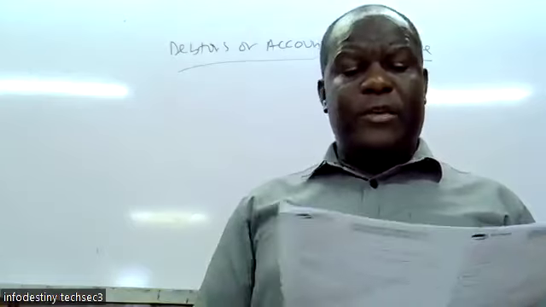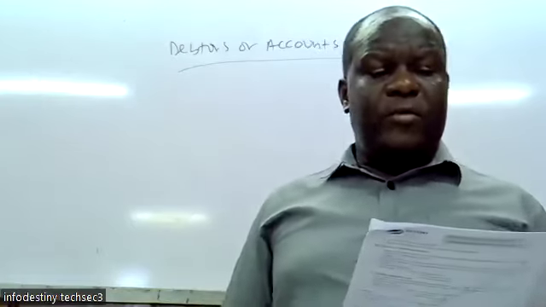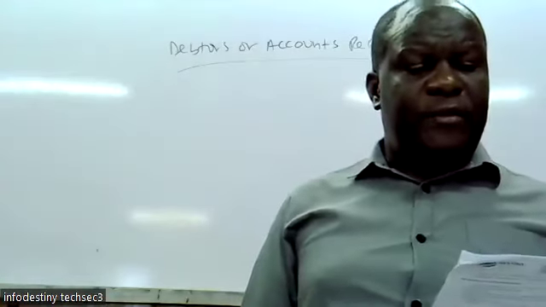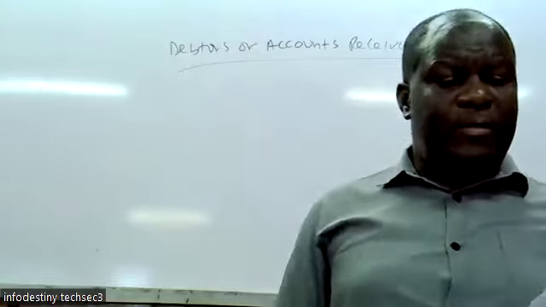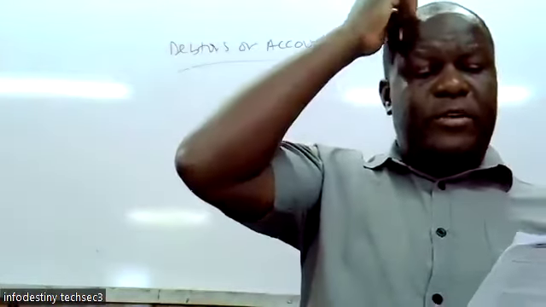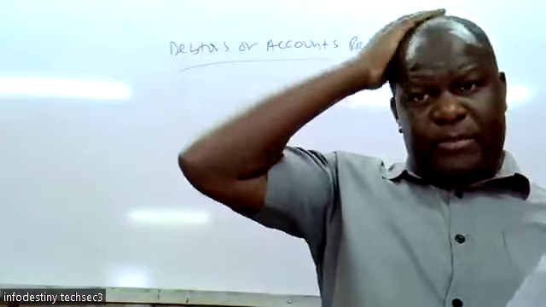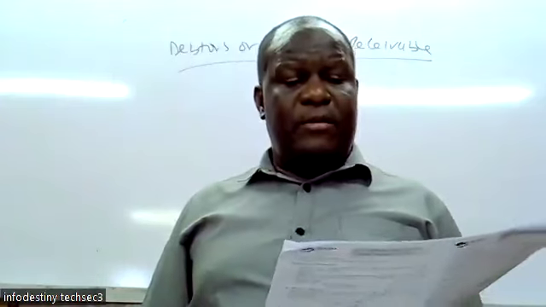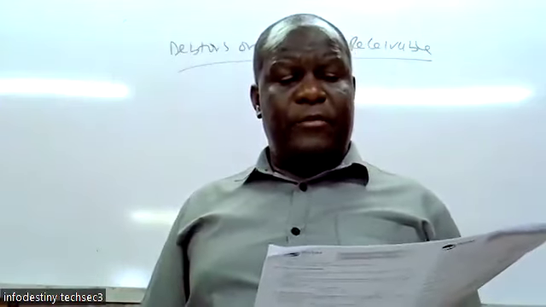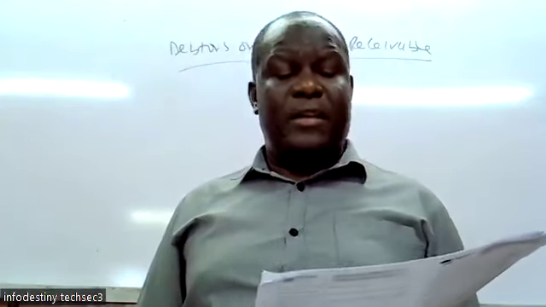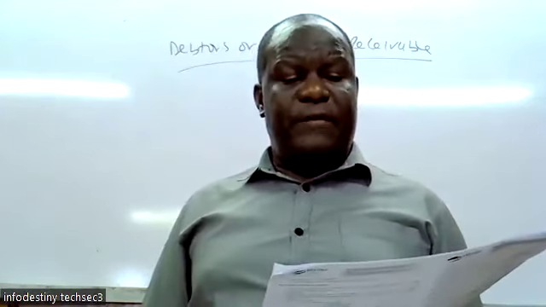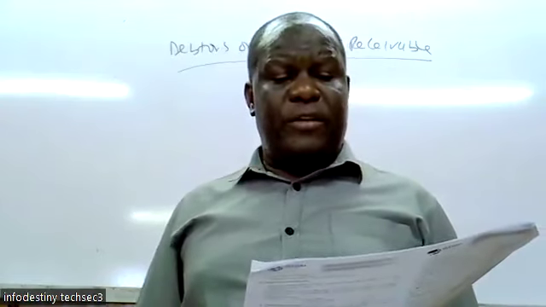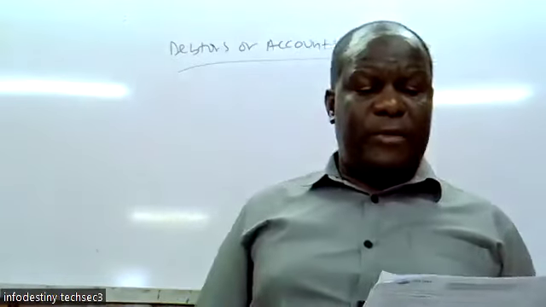Then we have also mentioned that the amount of accounts receivable outstanding at any particular period depends on the following factors. Number one will be the volume of the company's credit sales. Number two, or B, the average debtors collection period. So average debtors will involve credit risk management.